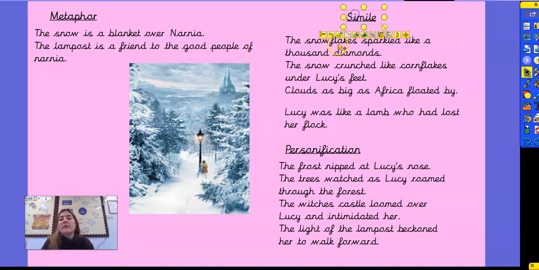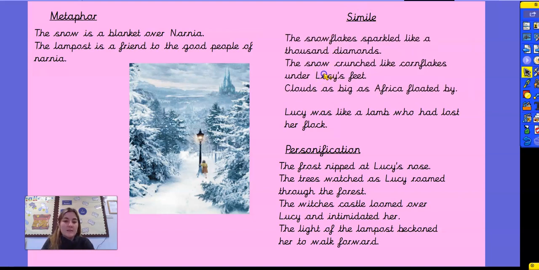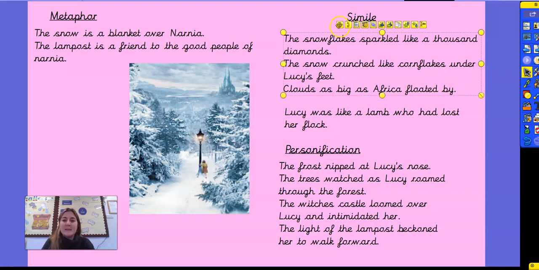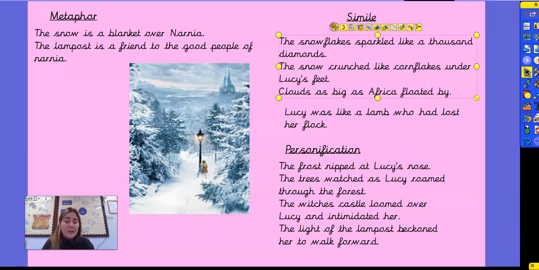So for similes, I wrote the snowflakes sparkled like 1,000 diamonds. So again, comparing the snowflakes to something really glittery. The snow crunched like cornflakes under Lucy's feet. Now that one sounded a bit silly to me, but I thought because Lucy's a child, it might remind her of when she eats cornflakes for her breakfast. Who knows? And then I also put clouds as big as Africa floated by.